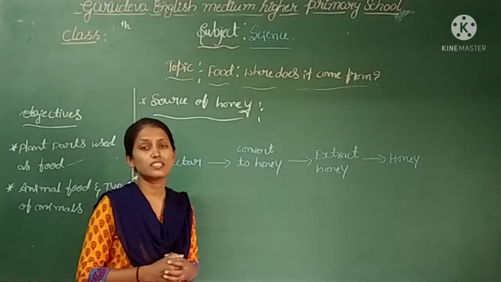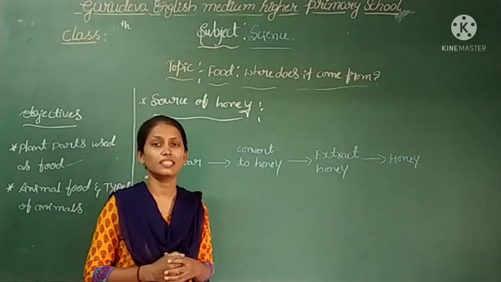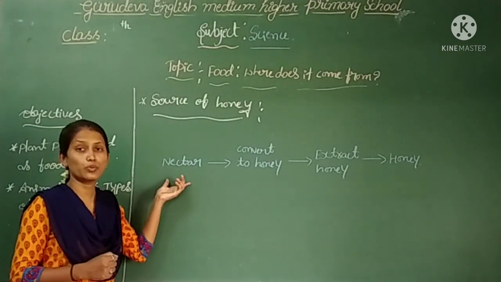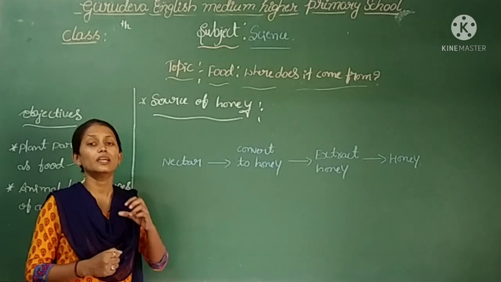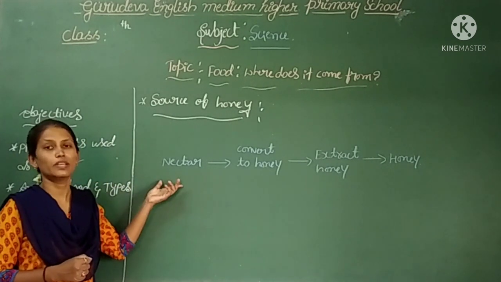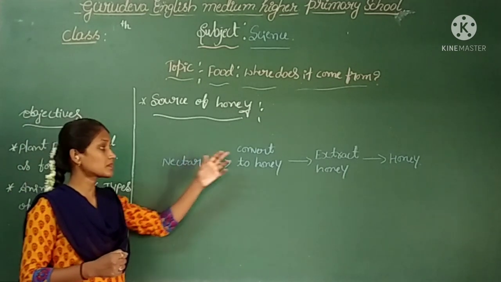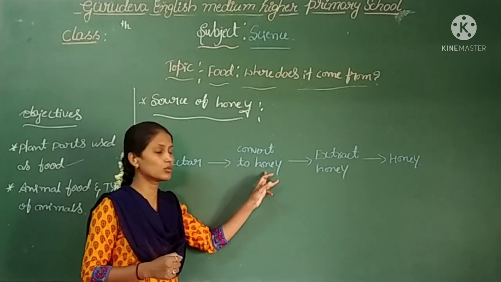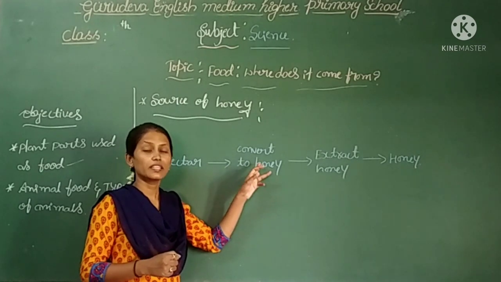As you know, insects like bees collect the nectar from the flowers. Here, nectar is nothing but sweet juices. You might have seen bees sucking the nectar. They are collecting the sweet juices from the flowers. Later, honeybees convert the nectar into honey, and they store it.